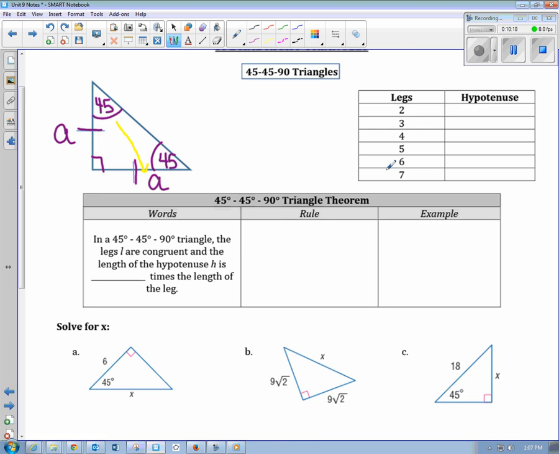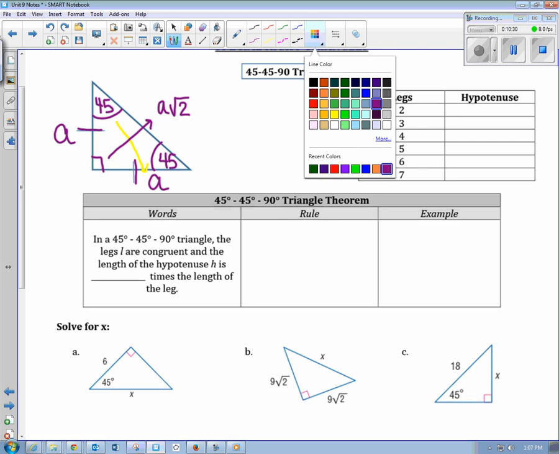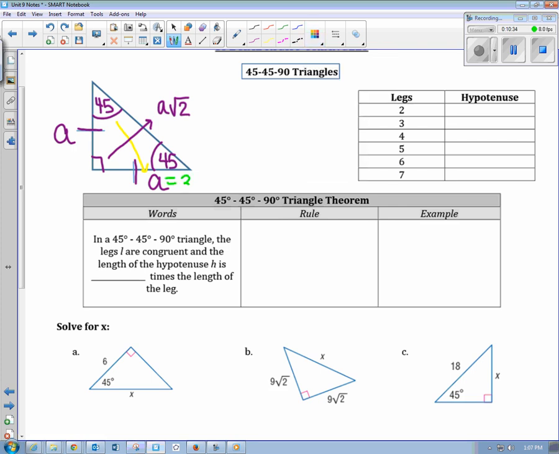If we're looking for the side that's across from the 90-degree angle, I'm going to take that side of A and I'm going to multiply it by radical 2. Every single time, this is how this process works. So if I tell you, let's suppose that A is 3, then this side would be 3 also, and this side would be 3 radical 2. So it works that way every single time.